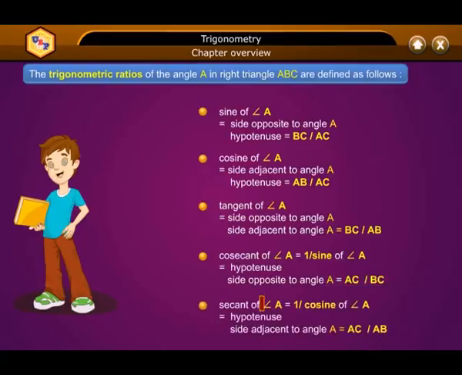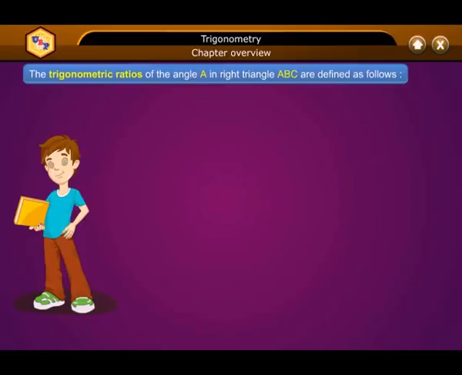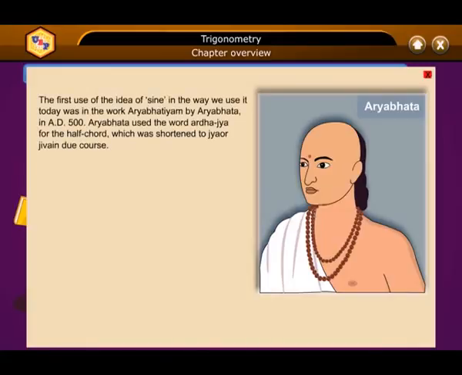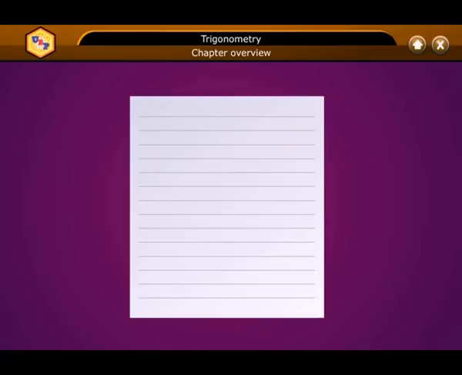5. Secant of angle A is equal to 1 upon cosine of angle A, which is equal to hypotenuse upon side adjacent to angle A, equal to AC by AB. 6. Cotangent of angle A is equal to 1 by tangent of angle A, which is equal to side adjacent to angle A upon side opposite to angle A, equal to AB upon BC. Note, tan A is equal to sine A upon cos A. Cot A is equal to cos A upon sine A.